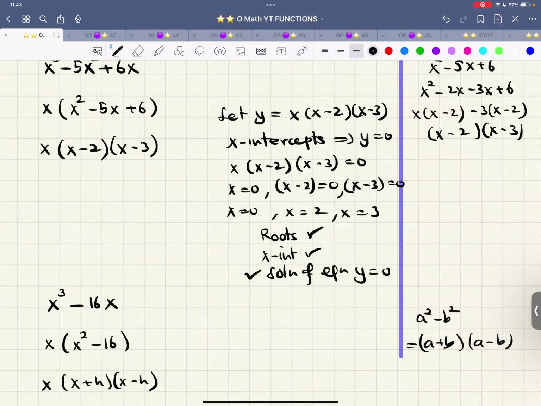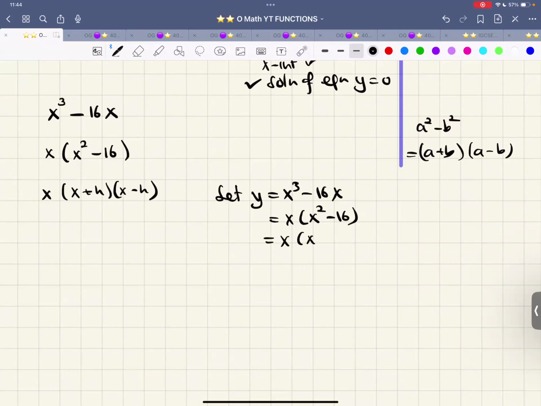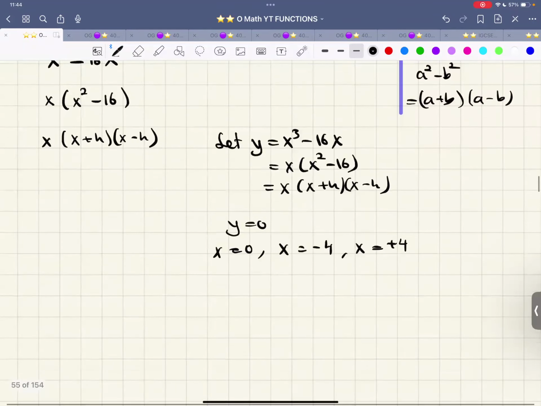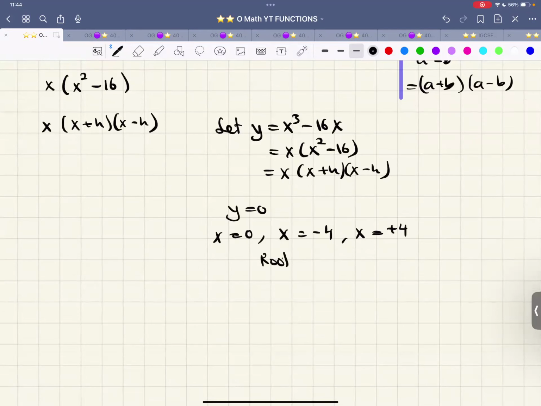Similarly, over here, let y equal x cubed minus 16x, which is x squared minus 16, which is x plus 4, x minus 4. And again, if y is 0, therefore x is 0, therefore x is negative 4, therefore x is positive 4. I hope this is all good, all clear. And these are roots of equation.